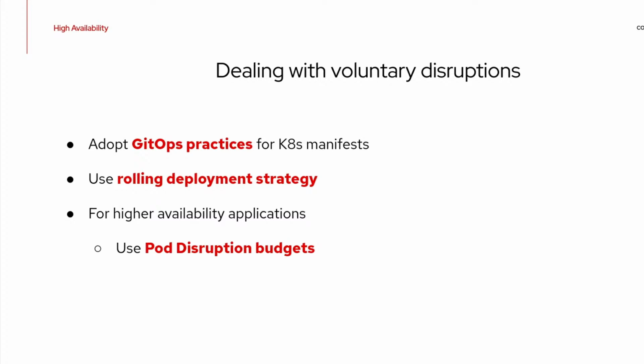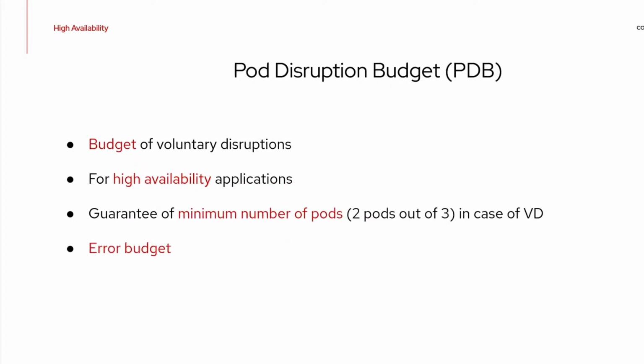The third and important way to handle voluntary disruption is to use a pod disruption budget. A pod disruption budget is nothing but a budget for voluntary disruptions, which is typically used to achieve high availability of applications. This is an error budget which states no matter what, we will always have a minimum set of application pods up and running all the time in case of voluntary disruption.